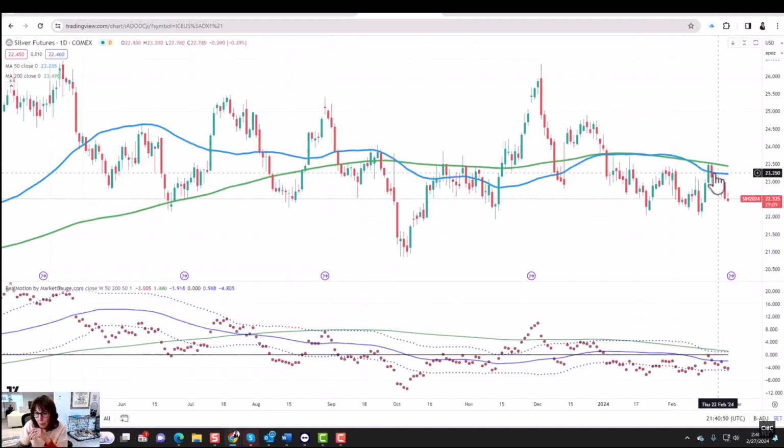Maybe that's what we would need to do, is have another test of 22. Maybe we wouldn't even get as low as 22. Maybe we would get more like 22.15. But nonetheless, that's the ballpark we would have to look. And then we would be waiting for some kind of a mean reversion, because we will start to get into some support. And I still believe that silver is so undervalued.